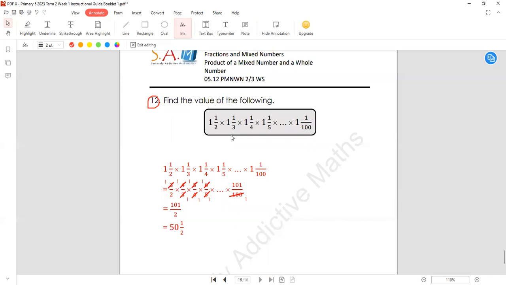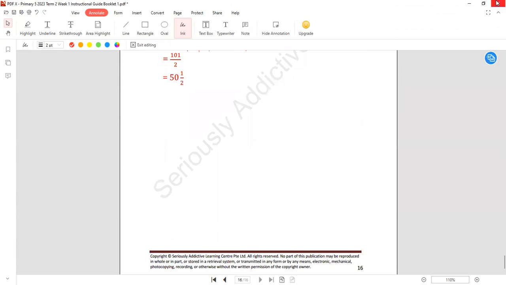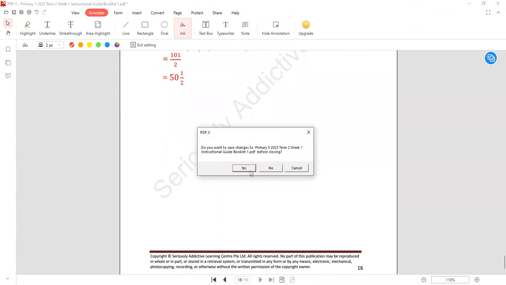For this, they don't really have to use a calculator. What they can do is convert into mixed numbers, and then after that, convert into improper fractions. And then after that, they can do the cancellation. It's actually quite easy. All right, then we move on to the second booklet.